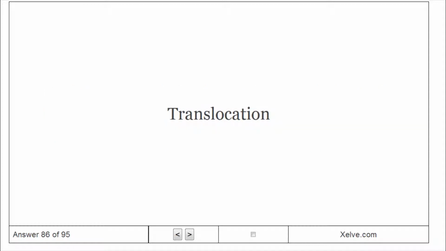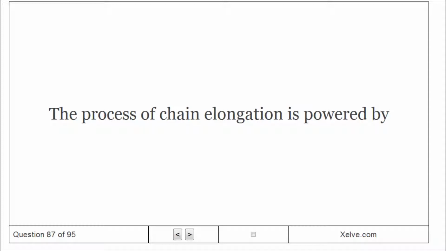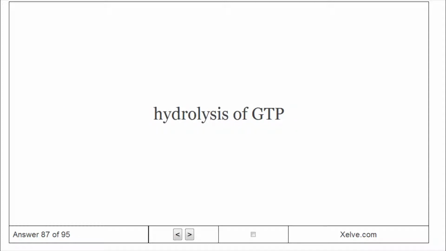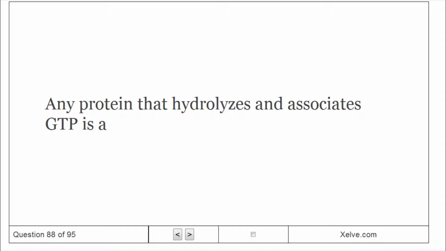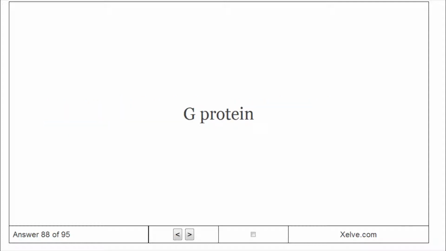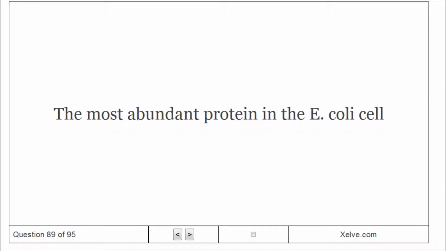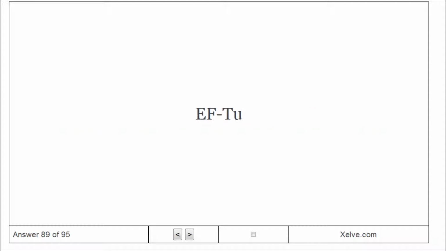Translocation. The process of chain elongation is powered by hydrolysis of GTP. Any protein that hydrolyzes and dissociates GTP is a G protein. The most abundant protein in the E. coli cell: EF-Tu.